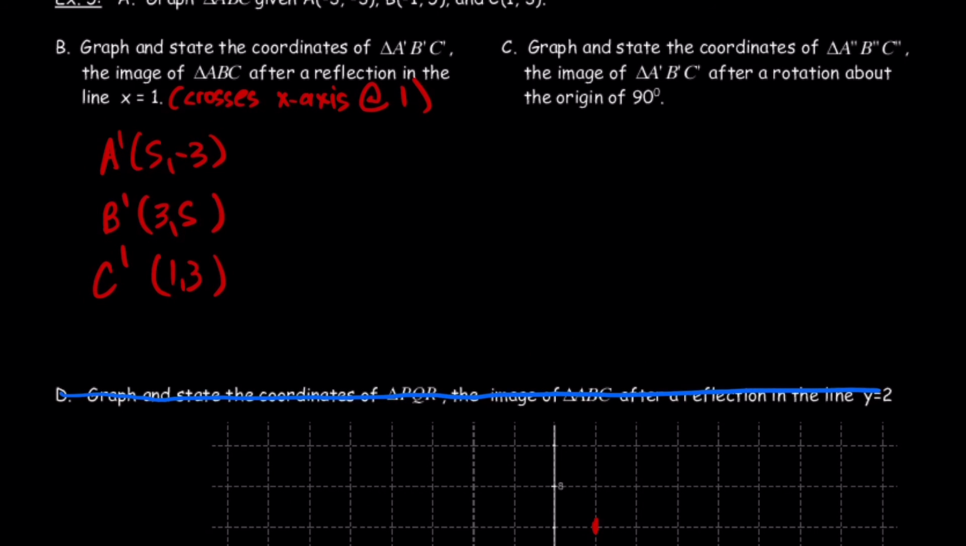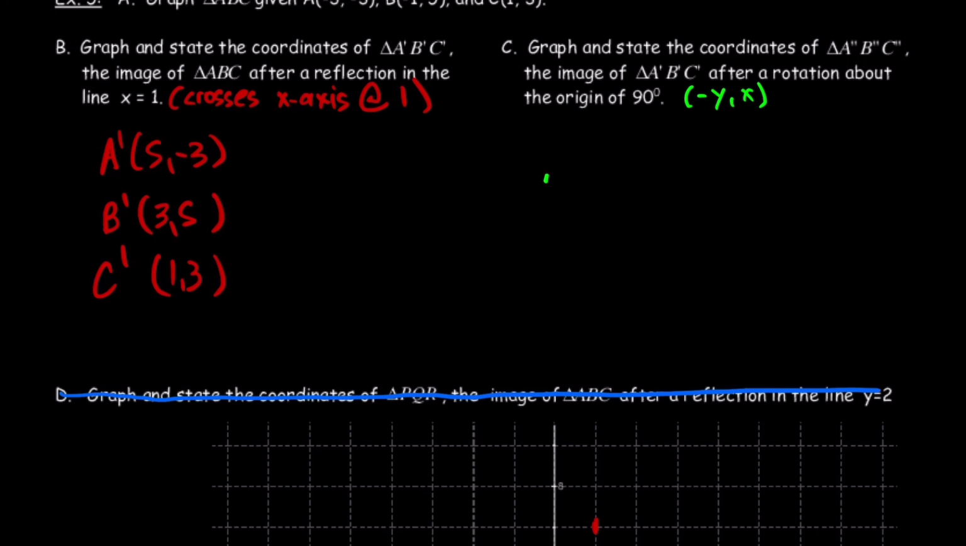All right, well, this next example is what we just learned today. It says graph and state the coordinates of A double prime, B double prime, C double prime, which is the image of triangle A prime, B prime, C prime, after rotation about the origin of 90 degrees. So I want you to refer to the other page of notes. We have a rule for rotating 90 degrees. That rule was negative y, x.